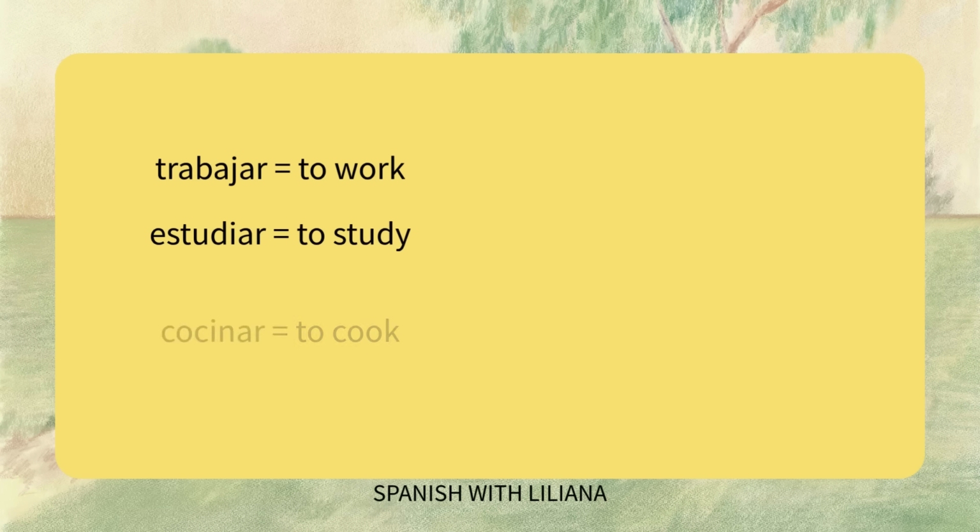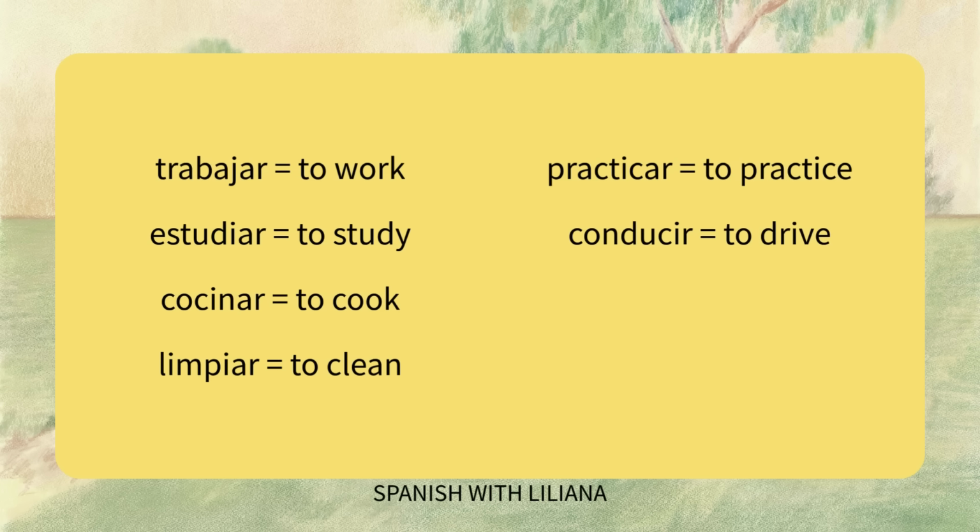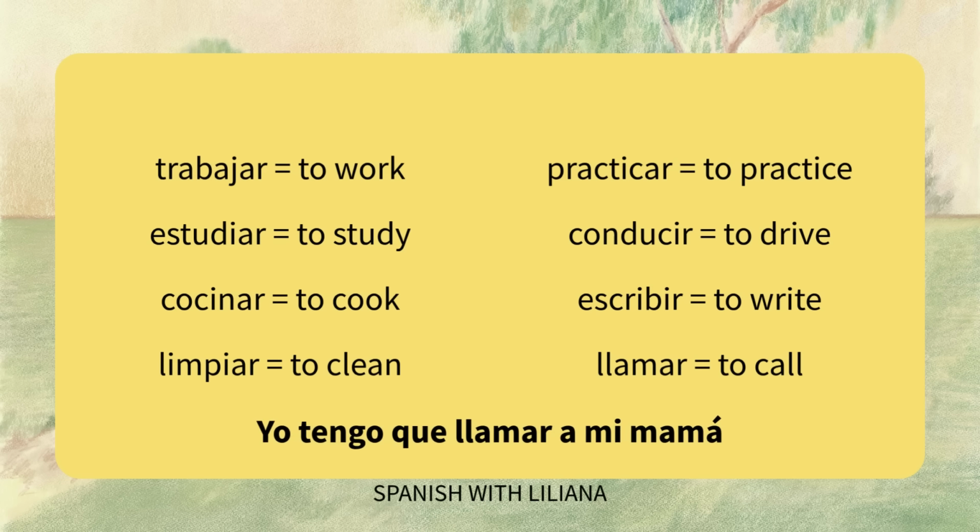Estudiar, to study. Cocinar, to cook. Limpiar, to clean. Practicar, to practice. Conducir, to drive. Escribir, to write. Llamar, to call. But we wouldn't say I have to call, right? We have to have an object. So we could add more information to the sentence. For example, I have to call my mom. Yo tengo que llamar a mi mamá. So we can use the infinitive verb and add more information depending on what the verb is.